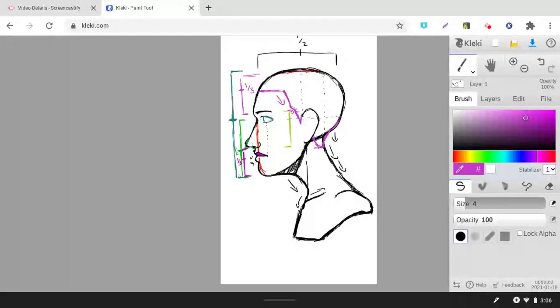So this is 2D proportion, side profile, rewind to areas that are confusing, rewatch, and email me if you have any questions.